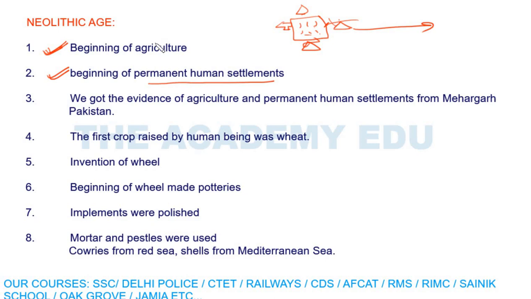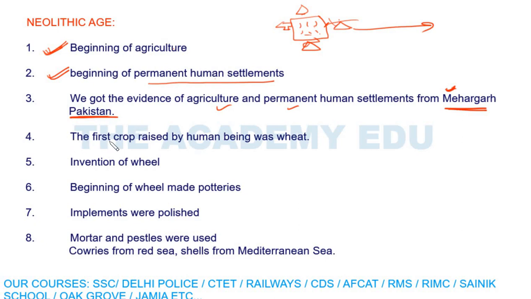From where did we get the evidence of agriculture and permanent settlement? We got the evidence of agriculture and permanent settlement from Mehergarh, Pakistan. This Mehergarh is an area around Khyber Pakhtunkhwa. So from this area, Mehergarh, Pakistan, we got the evidence of agriculture and human settlement. So what evidence did we get? We found there a plowed field of this age, right?